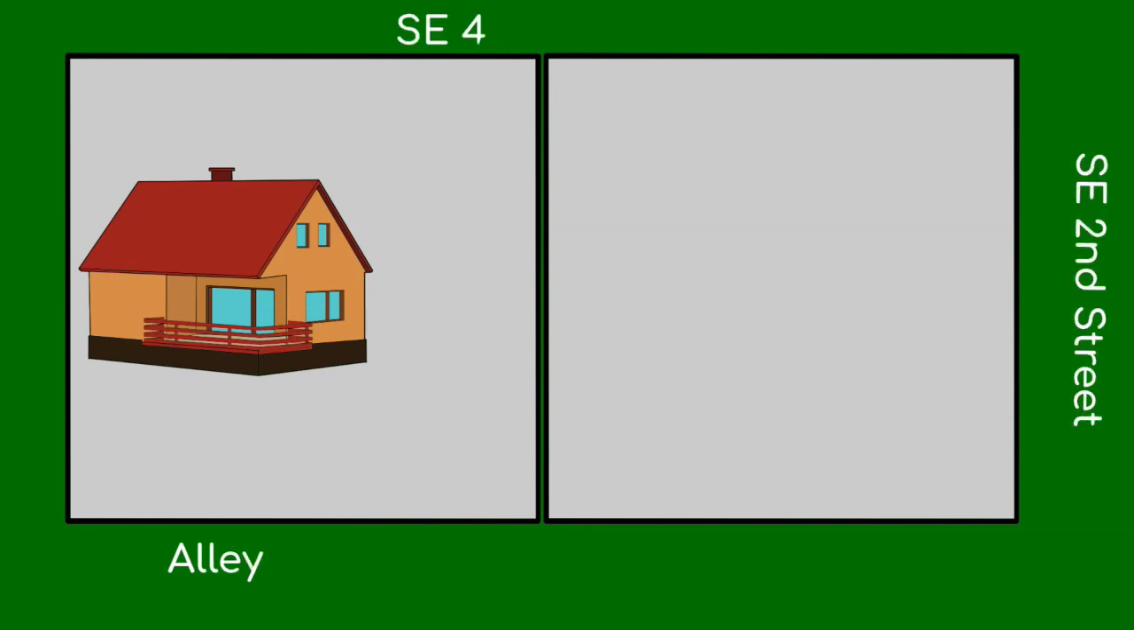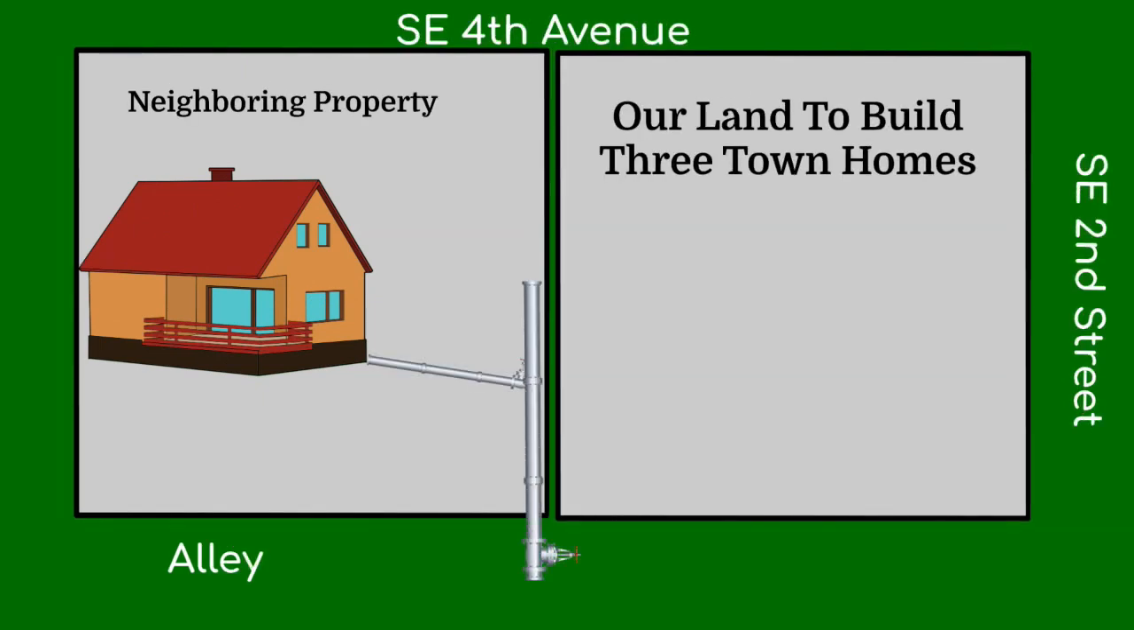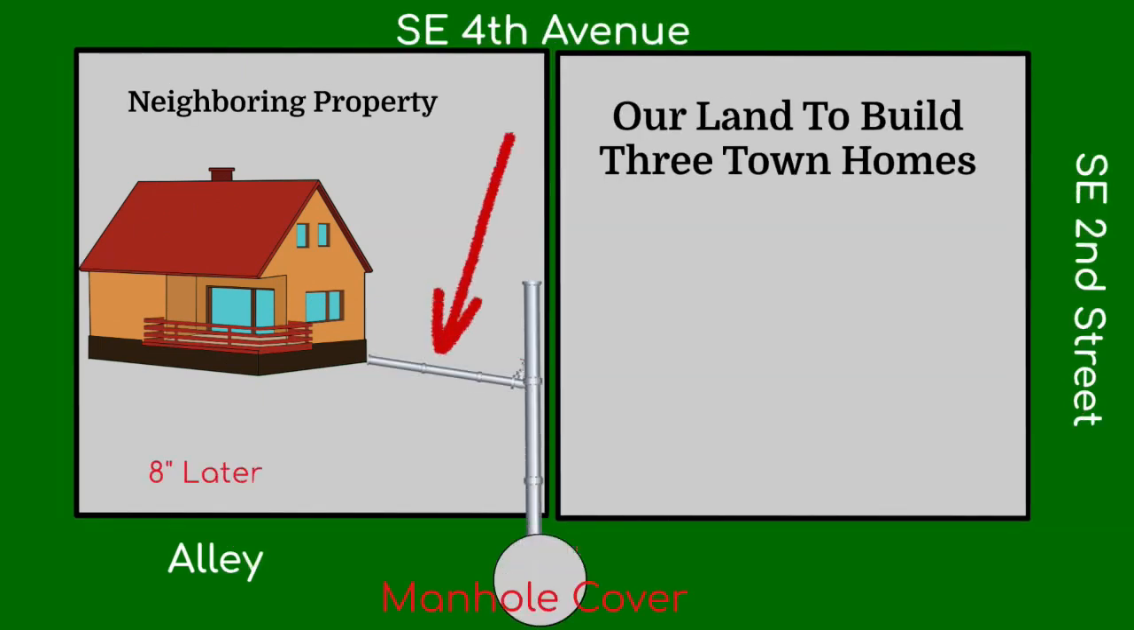Welcome to this CITV update where we explain a sewer issue that we have just come to find out about these past few weeks. Let me explain. As you can see here, the neighbouring house to our land ties into the city sewage system via a sewage pipe, also known as a lateral.